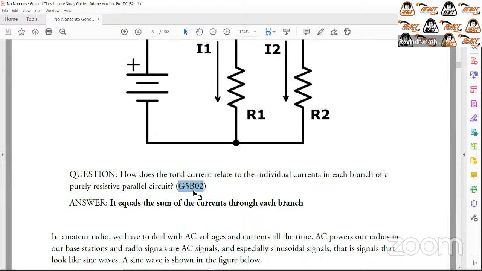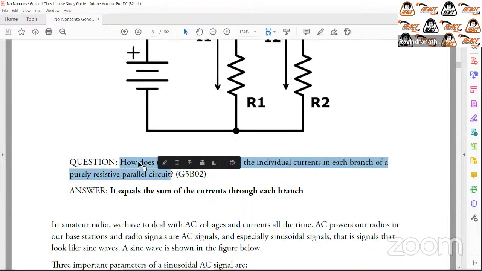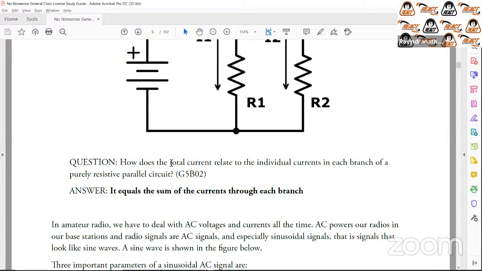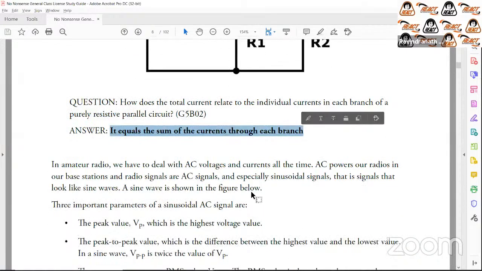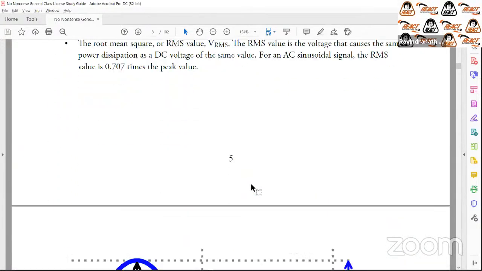In dissecting this question, they're asking about the total current and how it relates to the individual currents. And what type of circuit are they talking about? A parallel circuit. Last class we learned that in a parallel circuit, the sum of each of the individual currents gives you the total current. You just add them together. So that is the answer: it equals the sum of the currents through each of the branches. Okay, next question.